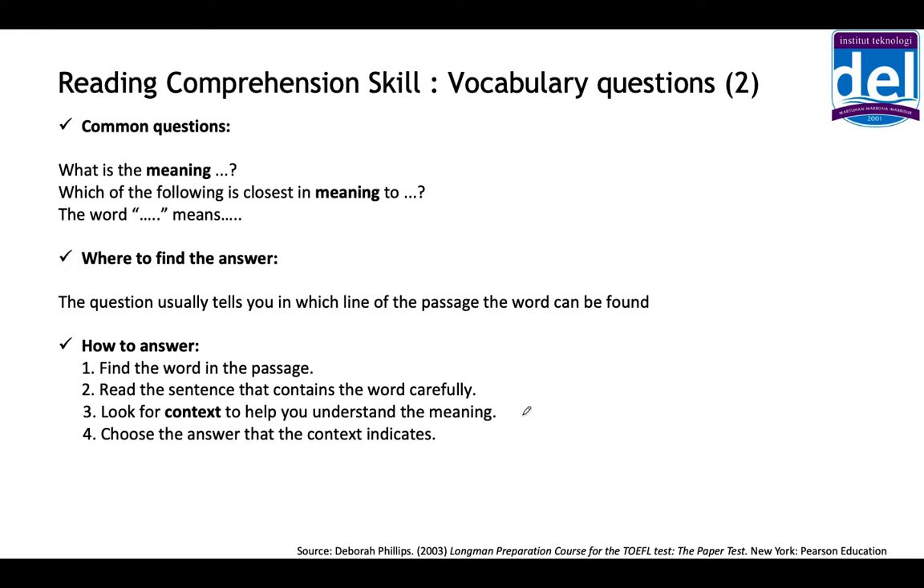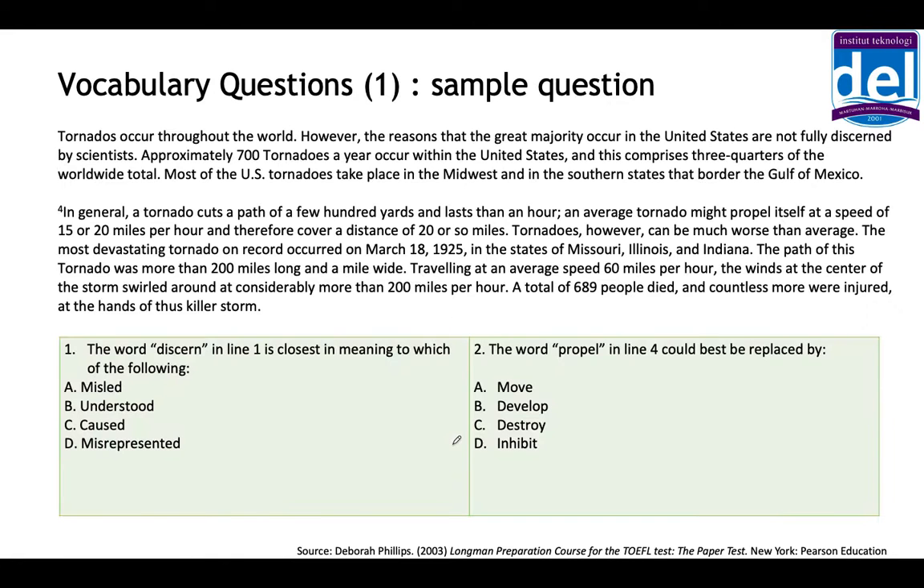What it means by context is that if we understand the topic of the text, we will find it easier to determine the meaning of the difficult word that is being asked. And also, context means the words that surround the difficult word that is being asked will help us understand its meaning. And the next step is we choose the answer that the context indicates. Let's look at a sample question.